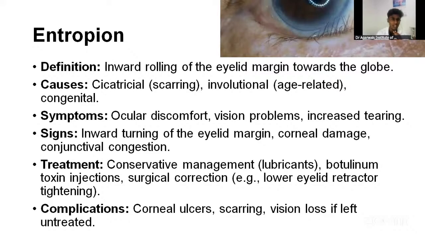Entropion. Definition: inward rolling of the eyelid margin towards the globe. Causes: cicatricial, which is scarring, involution, age-related, or congenital. Symptoms: ocular discomfort, vision problems, increased tearing. Signs: inward turning of the eyelid margin, corneal damage, conjunctival congestion. Treatment: conservative management, lubricants, botulinum toxin injection, surgical correction, which is lower eyelid retractor tightening. Complications: corneal ulcers, scarring, vision loss if left untreated.